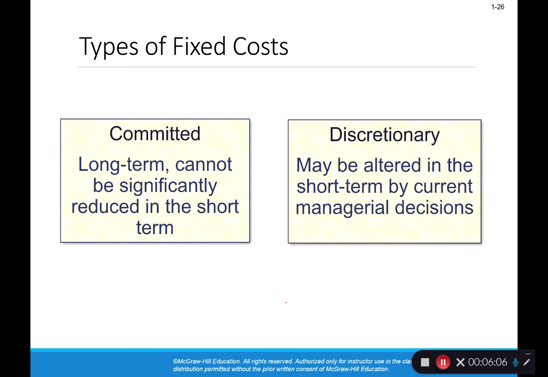So you need to understand the difference between the two because as a manager, I'm trying to make decisions. Committed fixed costs I have no control over. I can't change them. So there's no point in looking at them. I don't need to whine about it. There's nothing I can do. Discretionary, on the other hand, those are the costs I want to focus on because in the short term, I can modify and change those.